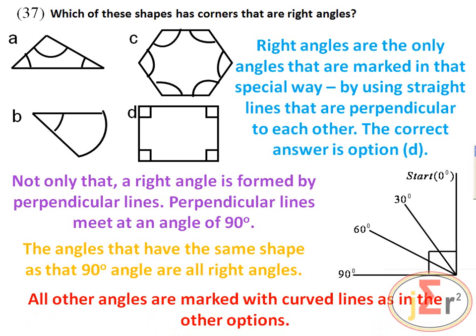All other angles are marked with curved lines, as in the other options. Notice that in the other options, the angles are marked with curved lines. So we have curved lines here, another curved line here, and this angle is marked with a curved line, and the one in the triangle is marked with a curved line. As we can see, only the right angles are marked with straight lines that are perpendicular or are at right angles to each other.